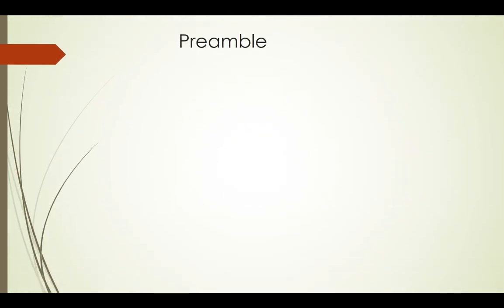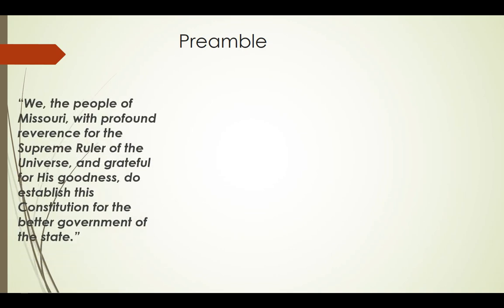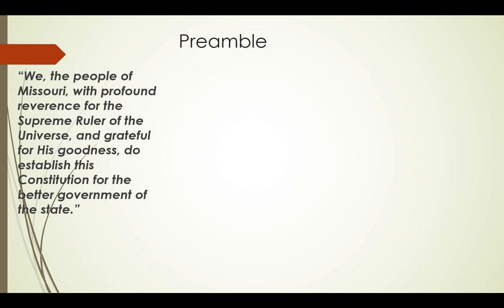Now, with that being said, the United States Constitution starts off with a preamble. So does the Missouri Constitution. And this has this real weird phrase. It says, "We the people of Missouri," which actually echoes the U.S. Constitution, which says, "We the people of the United States." And it says, "with profound reverence for the supreme ruler of the universe." So that's the deity that the Missouri Constitution is kind of alluding to.